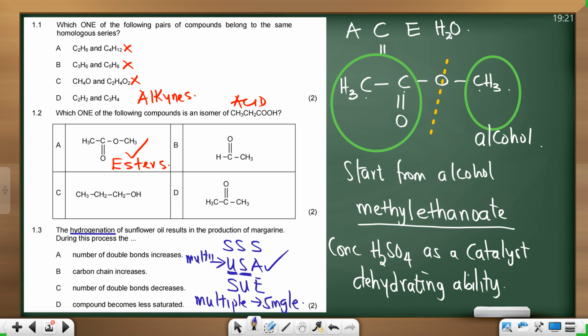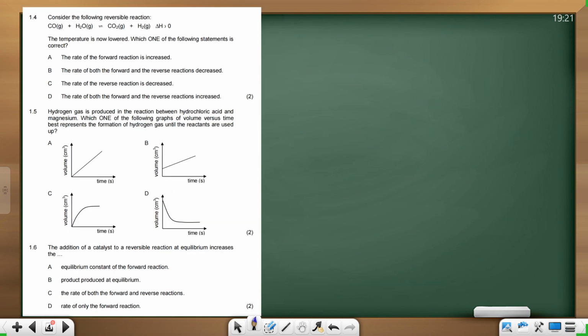I see 2 people, or 3 rather, giving me the correct answer, which is C. The number of double bonds will decrease. And that's it. From unsaturated, we move to saturated. I hope these first 3 questions are okay in terms of you comprehending what I was saying. All right, we're done with organic there quickly.